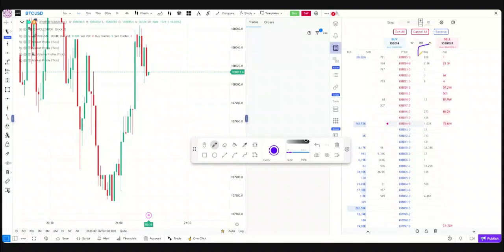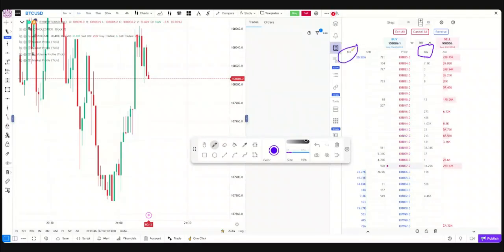Now after that there is buy. Now this is aggressive buy positions. Remember what we did with the bid, those are buy limits. Now these buys here, this is aggressive buy positions. These are buys that enter the market instantly.